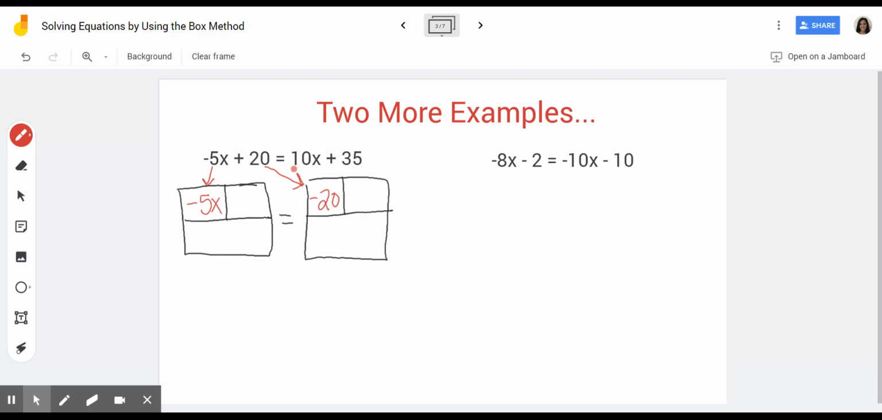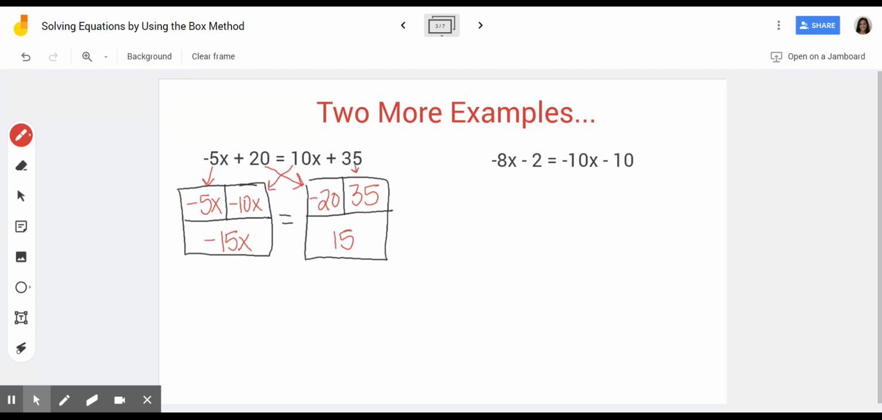10x has a variable x, so it's going to cross over and become a negative 10x. And then 35 is a constant, so it's just going to drop down. All right. Step 3, once you have those small boxes filled in, you're going to combine them. Negative 5x and negative 10x are the same signs, so adding keeps the sign, and I have negative 15x. Then negative 20 and positive 35 are different signs, so subtract, and I end up with a positive 15.